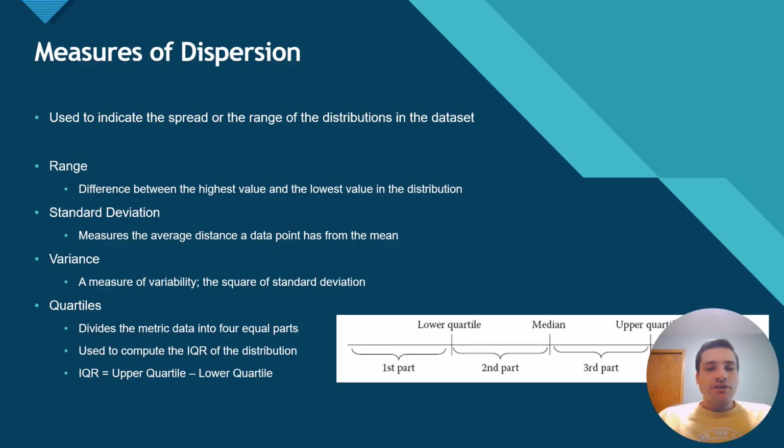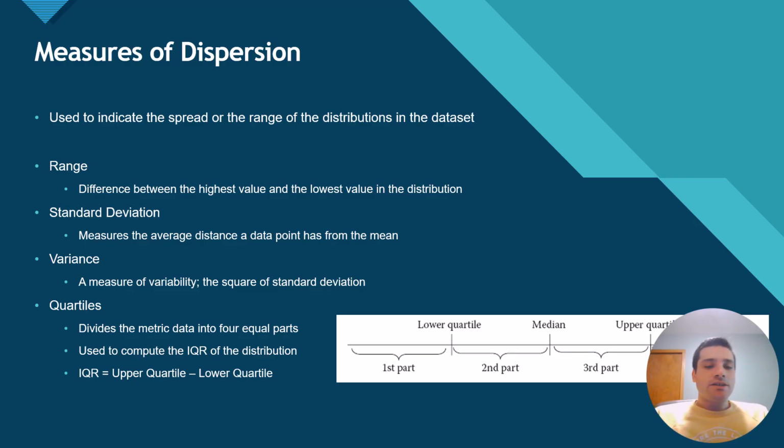For measures of dispersion, there are the range, standard deviation, variance, and quartiles that we discussed in class. Essentially, the measures of dispersion are used to indicate the spread or the range of the distributions in the data set. The range is the easiest to calculate. It is the difference between the highest value and the lowest value in the distribution.